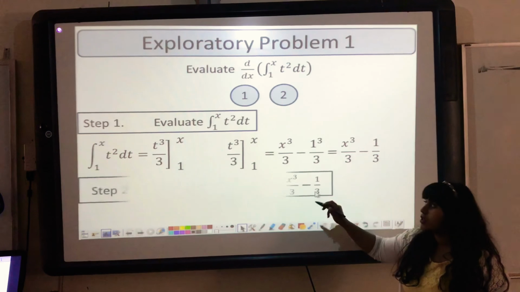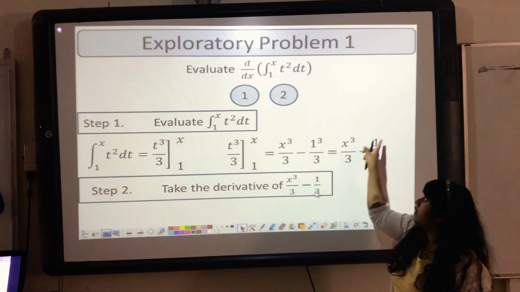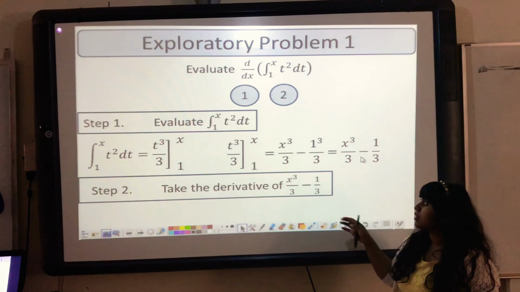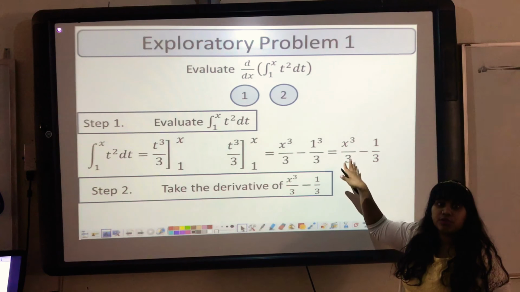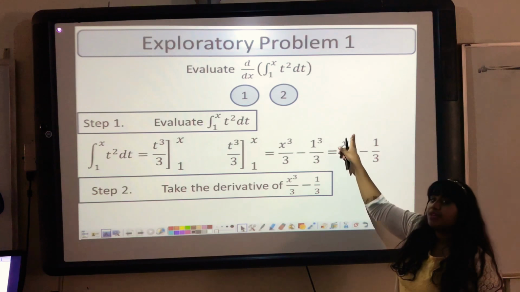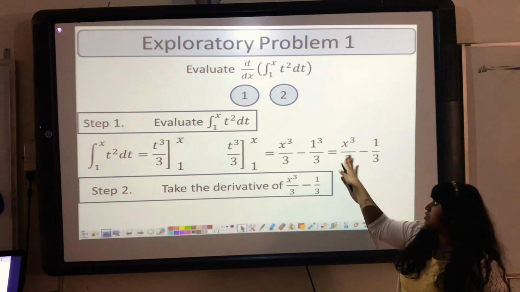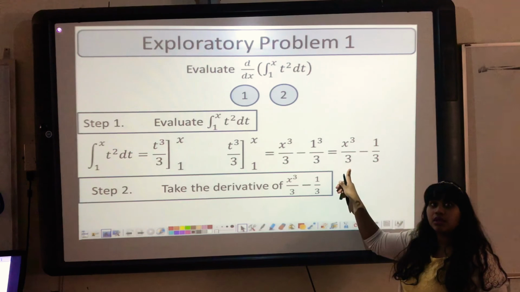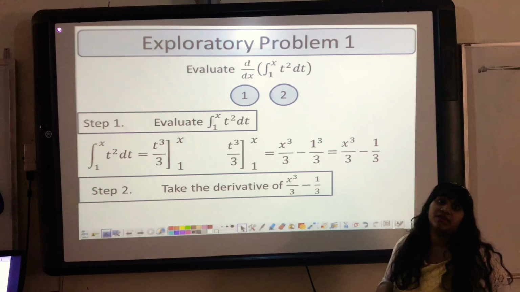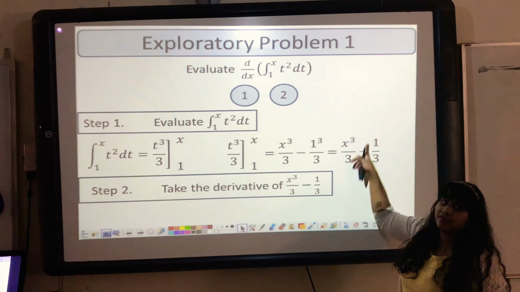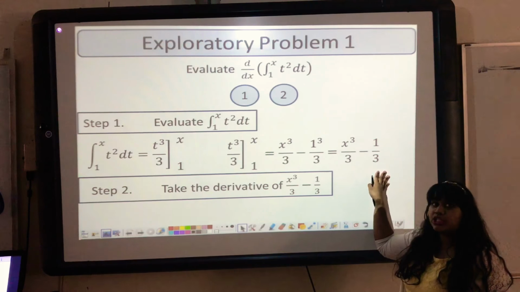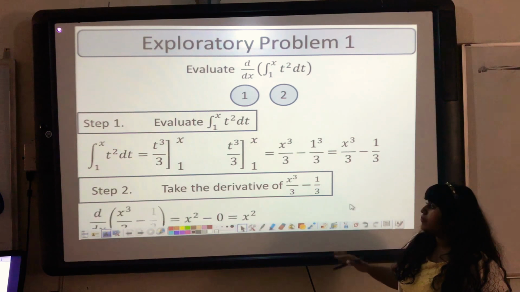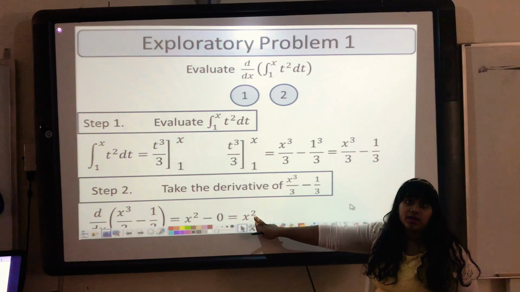So here's step 2. Let's take the derivative of what we just figured out, which is x cubed over 3 minus 1/3. What's the derivative of x cubed over 3? The derivative of x cubed is 3x squared. This is just a constant multiple, so I can leave it. So this becomes 3x squared over 3. My 3's are going to cancel out, and I'm left with x squared. The derivative of a constant is just going to be 0, because I'm subtracting it. So that's going to become just x squared.